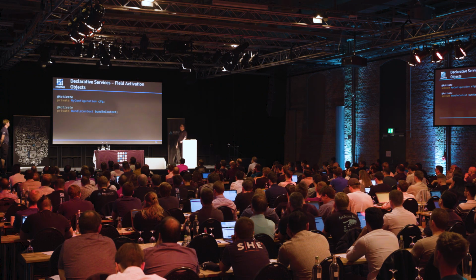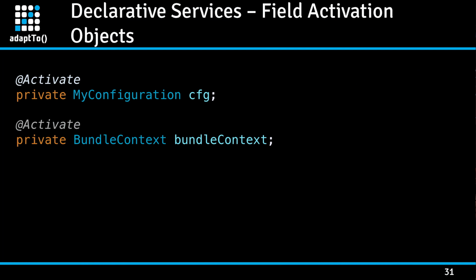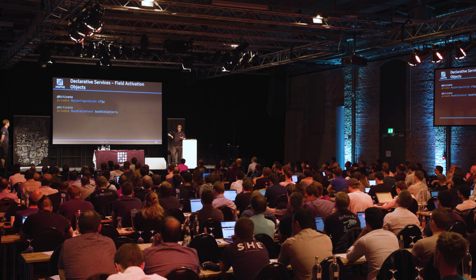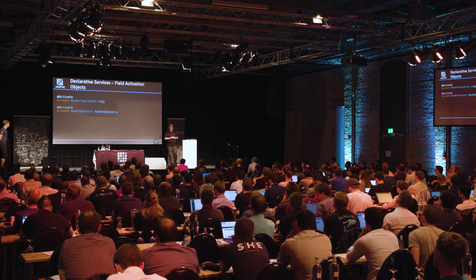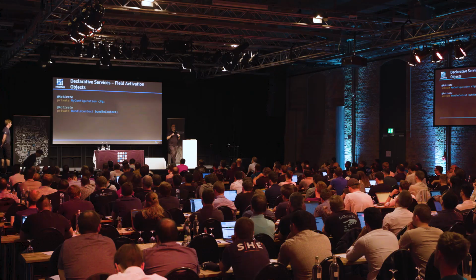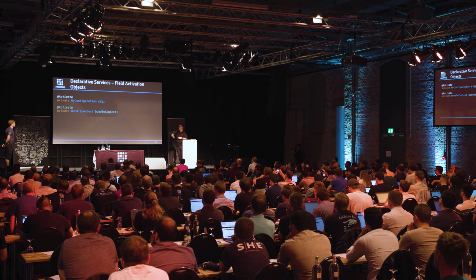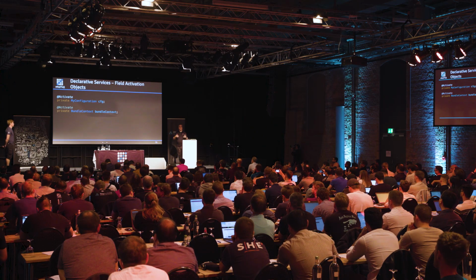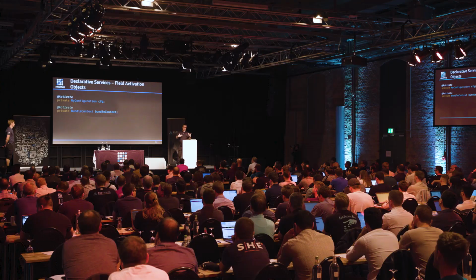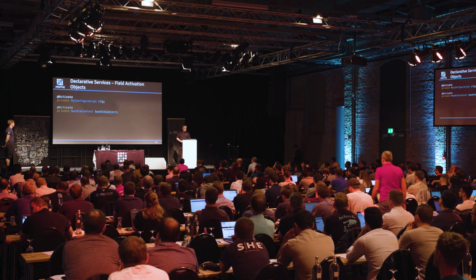So the first thing is the field activation stuff. So basically, you can now annotate fields with activate, and when your component gets activated, these fields will be set with this stuff. And that's usually things that previously you had to write a simple activate method for, like to get the bundle context, your configuration, and all these things. Now we can just annotate a field, and the field gets that object. So it simplifies your code.